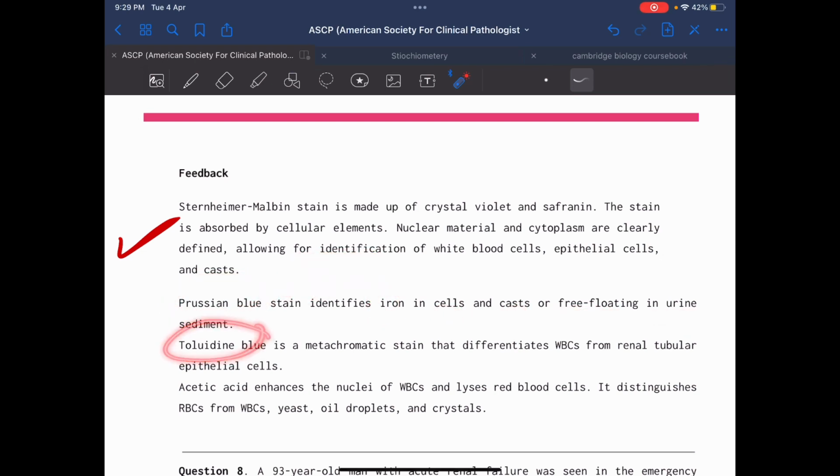Toluidine blue, as we mentioned before, is a metachromatic stain used to differentiate white blood cells and renal tubular epithelial cells. The acetic acid enhances the nuclei of white blood cells and lyses the RBCs. It distinguishes RBCs from white blood cells, yeast, oil droplets, and crystals.